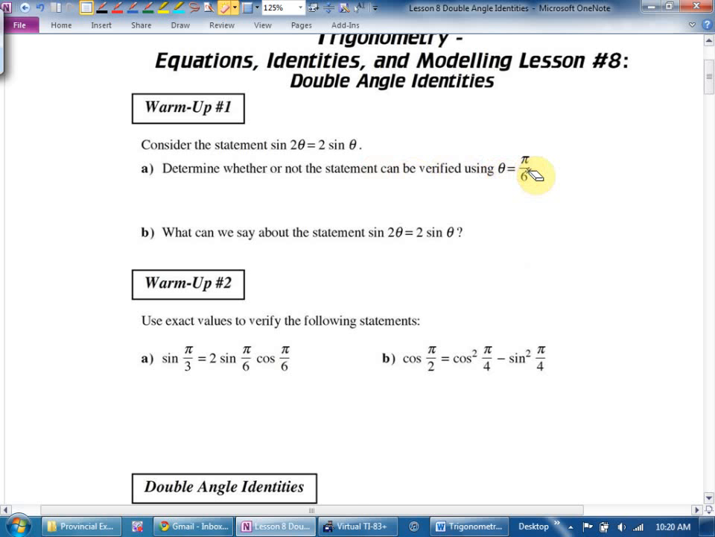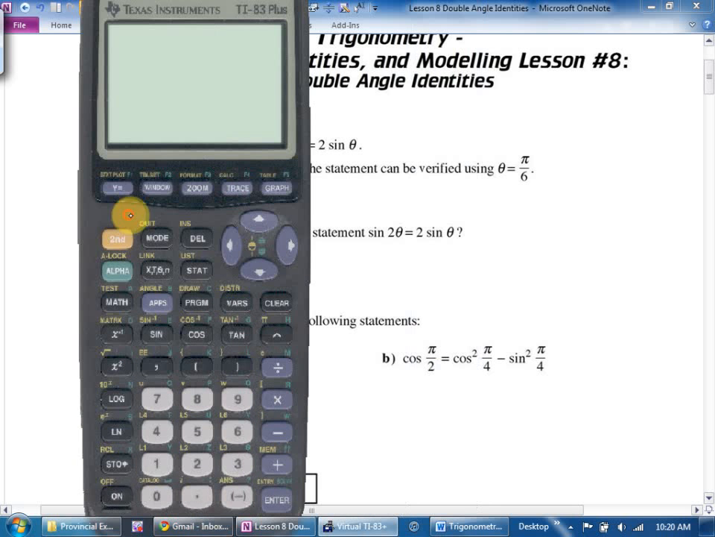So here's what we're going to try and do. Let's get our calculator out, making sure we're in radians. We're going to go the sine of 2 times pi by 6. That's the 2 theta. That's the left-hand side. Enter. And that's what I get as a decimal. And I'm going to compare that with going 2 times the sine of pi by 6. And the question I have for you is, are they the same? No. Turns out we cannot pull something from inside the trig function to the front.